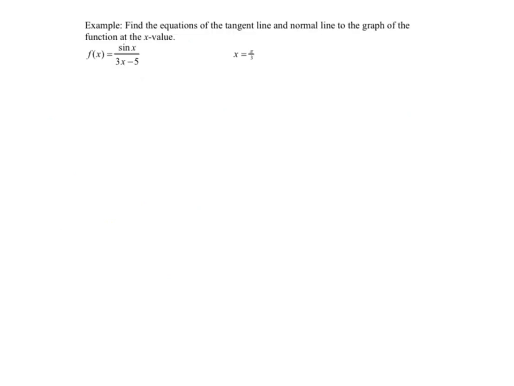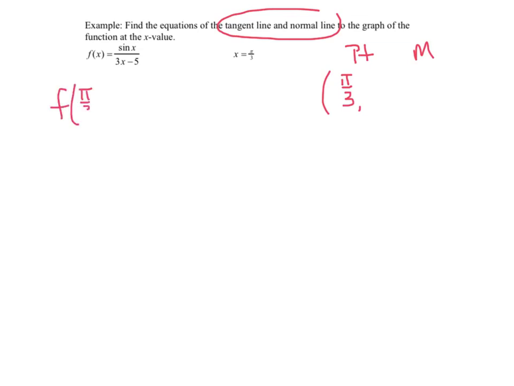Next example, find the equation of the tangent line and normal line to the graph. So again, anytime you see line, remember you need a point and a slope. So my point, again, is the algebra. I know x is pi over 3. I just need to get the y value. So I have to evaluate f of pi over 3.